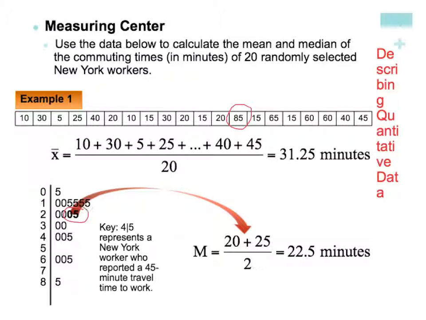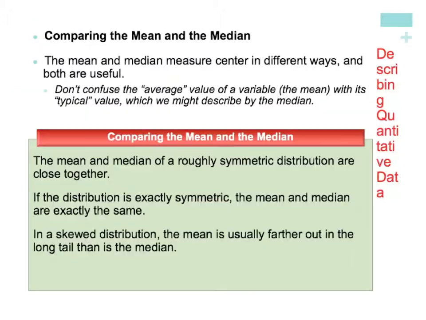Look at this set of data here. There was our median. It's sitting right in the center or very near the center of our data. And therefore, it describes that center much better than 31.25, which clearly is misleading. So, when you compare the mean and the median, when a distribution is roughly symmetric, you expect the mean and the median to be about the same. If it were exactly symmetric, which would be very rare and unusual, they would be exactly the same. But in a skewed distribution, the mean will usually be farther out in the long tail than the median.